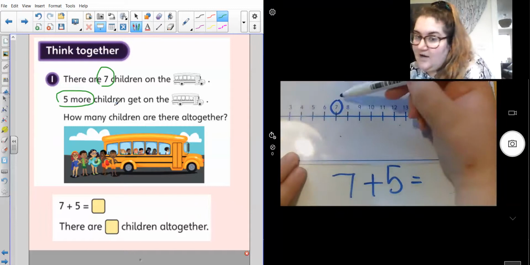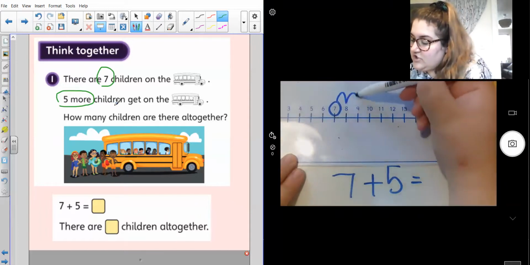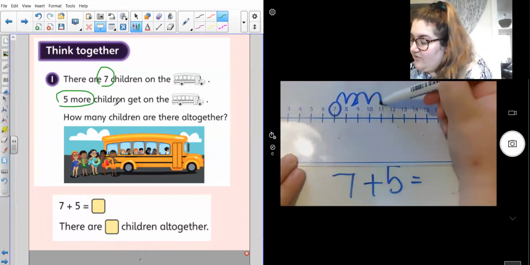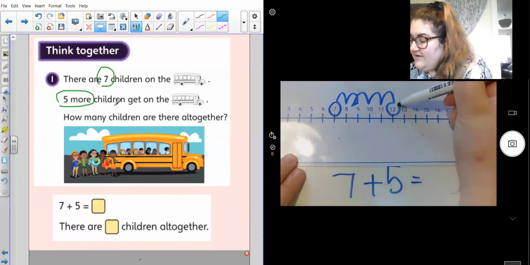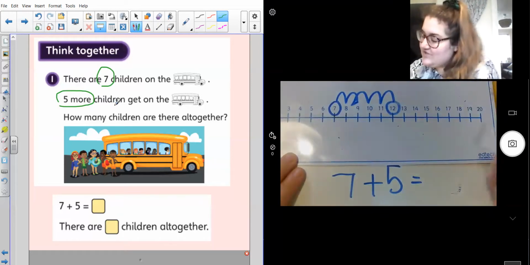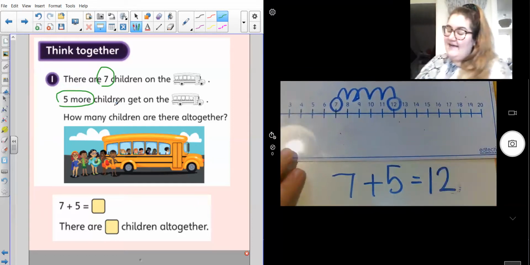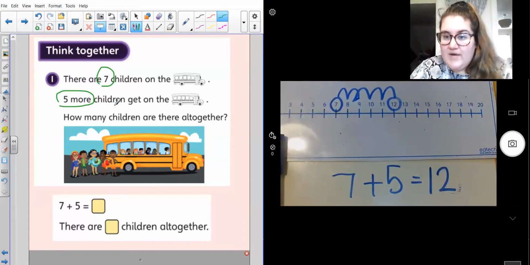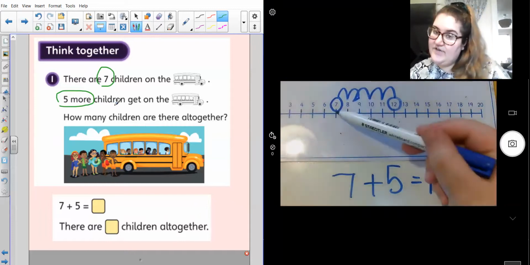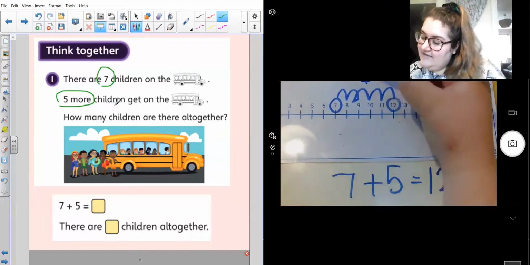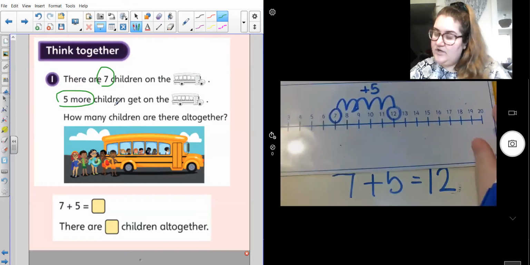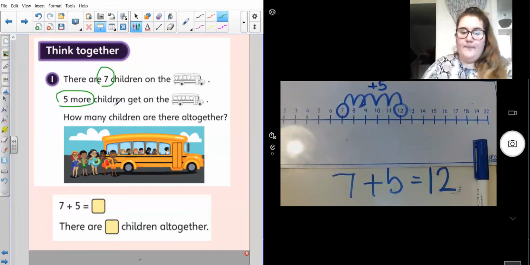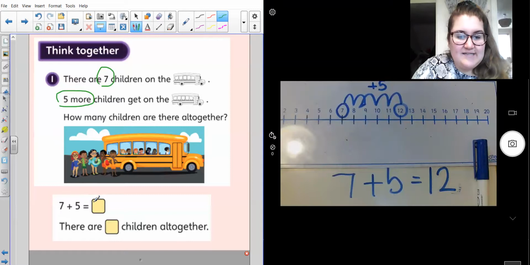Can you tell me when to start? 1, 2, 3, 4, 5. Did you say stop? Super. So I know that 7 add 5 more is 12 because I started at 7, I added 5 more, I counted on, and I landed on the number 12. So we can answer this now. 7 add 5 is 12, and there are 12 children all together.